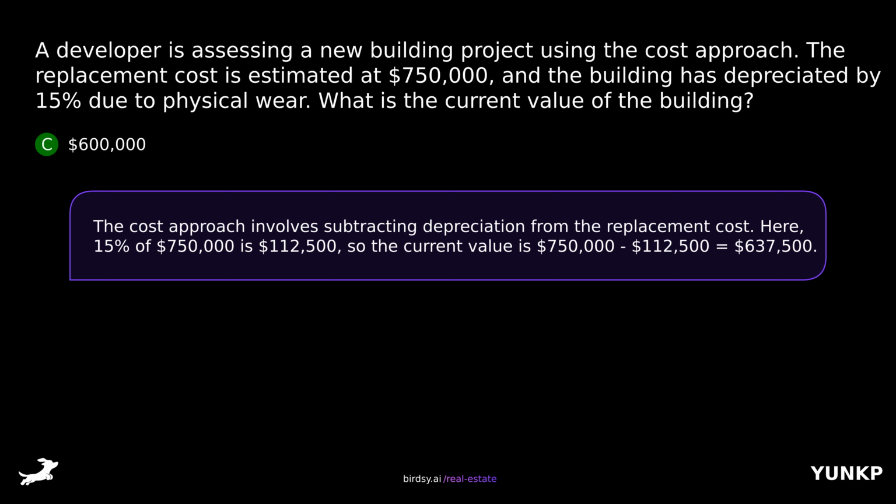The cost approach involves subtracting depreciation from the replacement cost. Here, 15% of $750,000 is $112,500. So the current value is $750,000 minus $112,500, which equals $637,500.